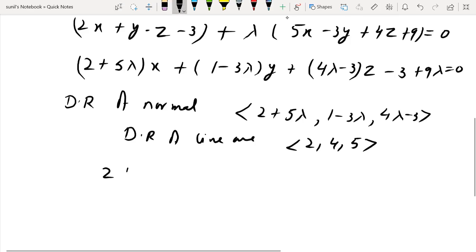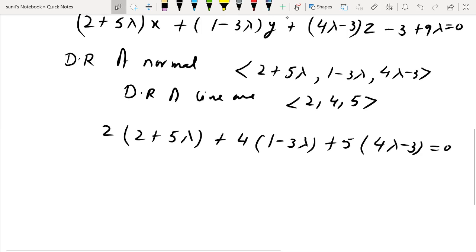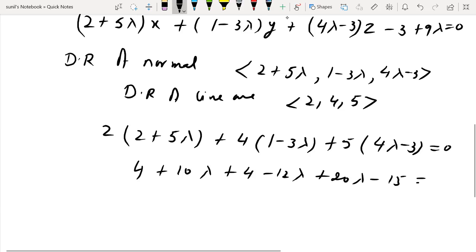Now it will be 2 into (2 plus 5 lambda) plus 4 into (1 minus 3 lambda) plus 5 into (4 lambda minus 3) is equal to 0. Now let us simplify it. This will give us the value of lambda. Simply, 4 plus 10 lambda plus 4 minus 12 lambda plus 20 lambda minus 15 is equal to 0.